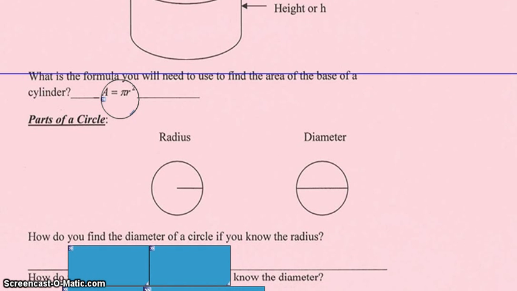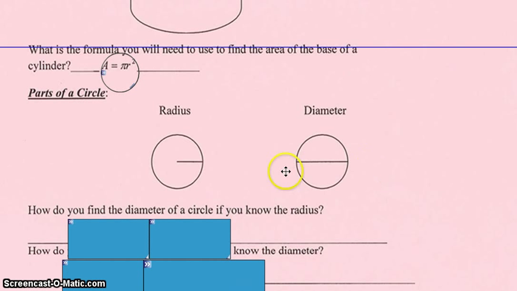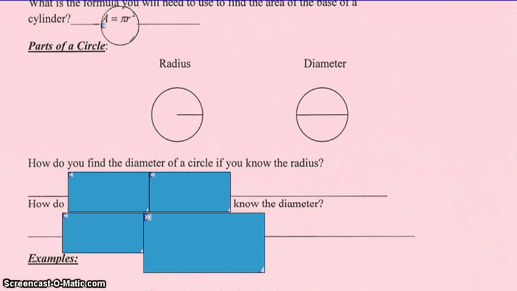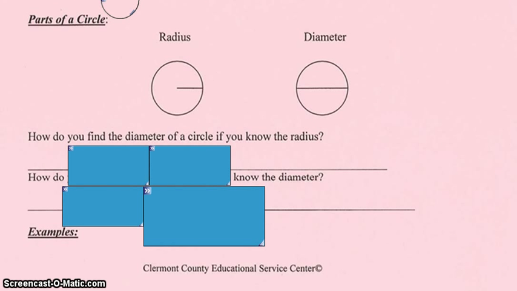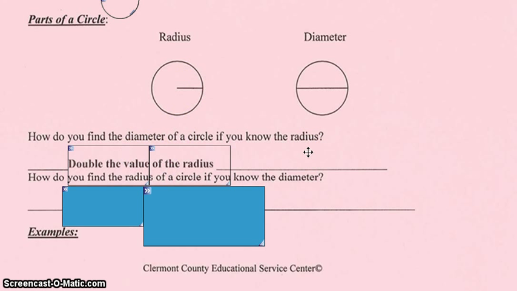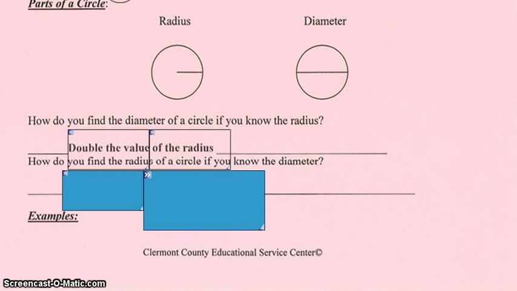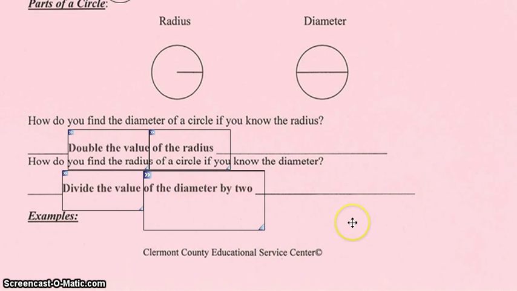There are two parts of a circle that you need to remember when you're doing this. The radius is the length that goes halfway across the circle. The diameter goes all the way across the circle. How do you find the diameter of a circle if you know the radius? You would have to double the value of the radius. How do you find the radius of a circle if you know the diameter? Well, this is going to be going the other way around. You would have to divide the value of the diameter by 2.